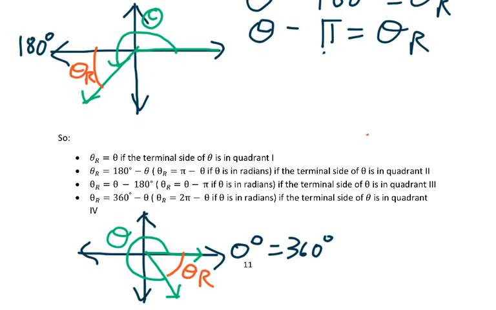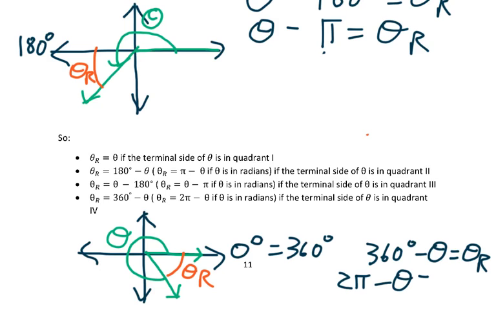So what we can do is 360 degrees minus theta to get theta sub r. Or again, in radians, that's the same as 2 pi minus theta. But again, you really don't have to memorize the formulas. Just draw the angle and you should be able to visualize it. So, of course, that's assuming you know the definition of the reference angle.